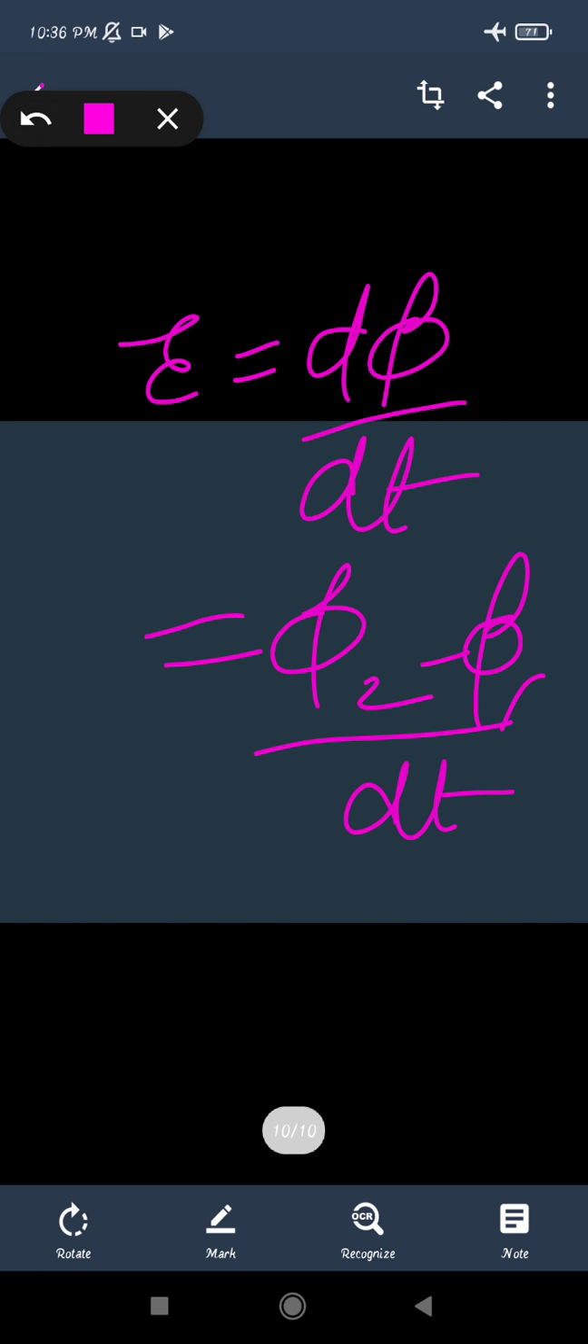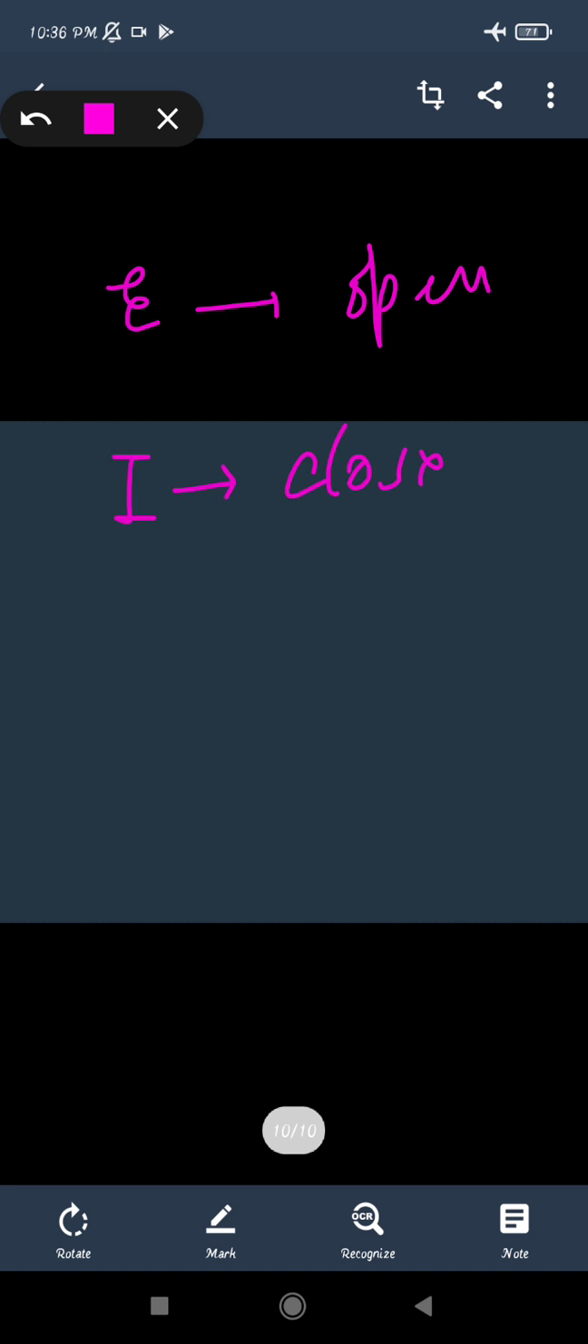Similarly, what are the points that we should remember? For the induced EMF to be set up when the magnetic flux is linked with it, the circuit can be open. For the induced EMF, we can say that the circuit should be open. And if we talk about the induced current, then the circuit should be closed, because only in a closed circuit will the current flow.